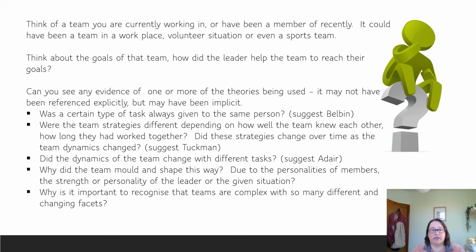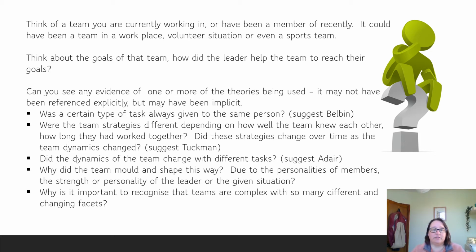Another way you can pull some of these theorists in is look at the different strategies as the team was developing. If you were in that team from day one and working with it all the way through to the completion of the task, can you think of different strategies? How did they change over time? How did the dynamics change? And again, can you fit any of those changes into suggestions that Tuckman was making? Did those dynamics change with the different tasks? Did your leader maybe inspire different individuals in different ways, which would be looking at the individual circle of Adair? Maybe you can pull it in that way.